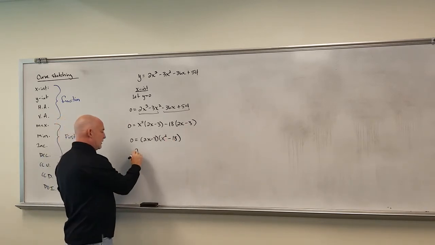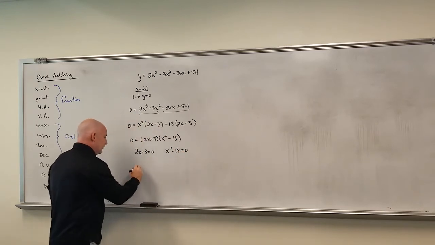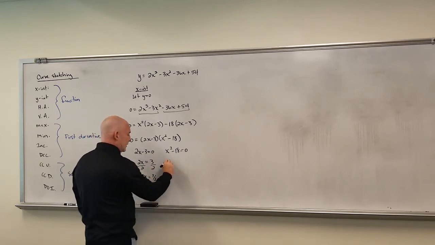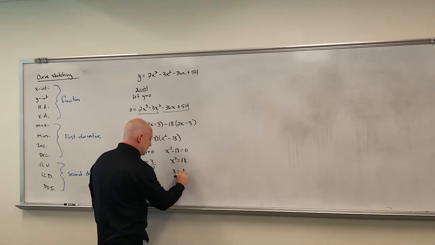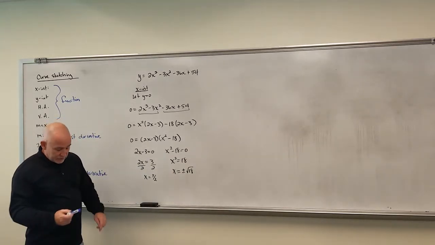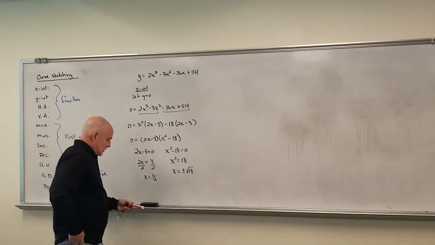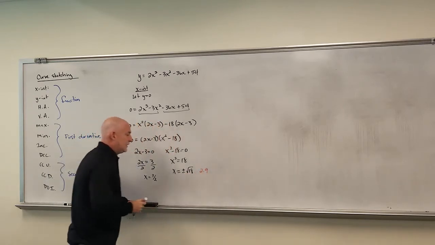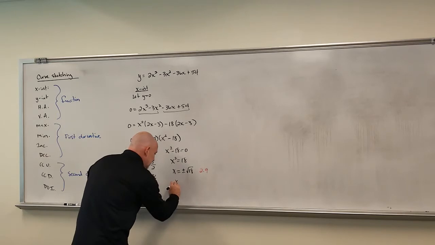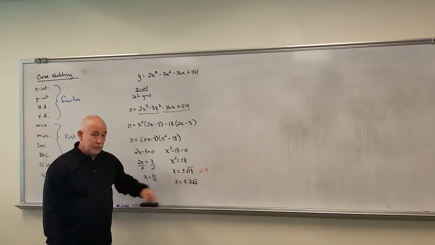All right, two things multiplied together equal 0. One of those has to be a 0. So we get 2x minus 3 equals 0, so 2x equals 3, x is equal to 3/2. And x squared minus 18 is equal to 0, so x squared is equal to 18, so x is equal to plus or minus the square root of 18. Anytime we put a radical into a problem, you always want to simplify it as soon as you can. There is a perfect square in 18. 18 is 2 times 9. So I don't know what the square root of 2 is, so that stays underneath, but the 3 comes out. So x is equal to plus or minus 3 square roots of 2. All right, so in this case, I have 3 x-intercepts.